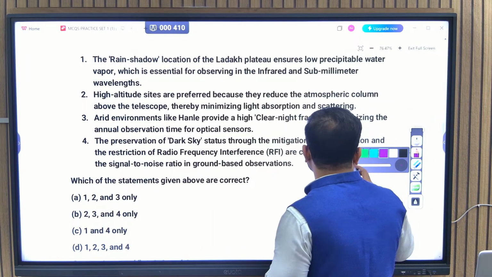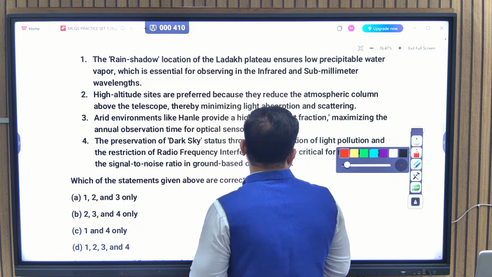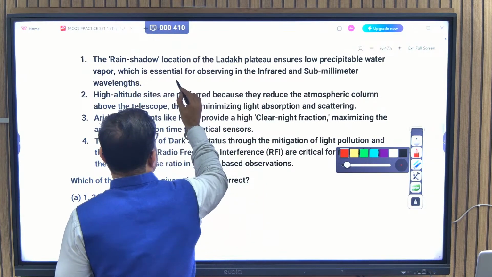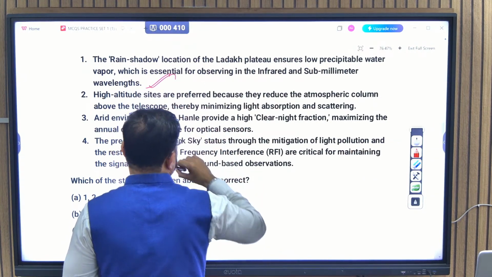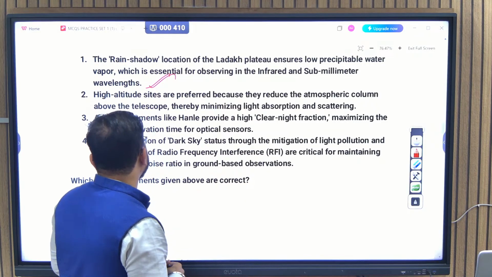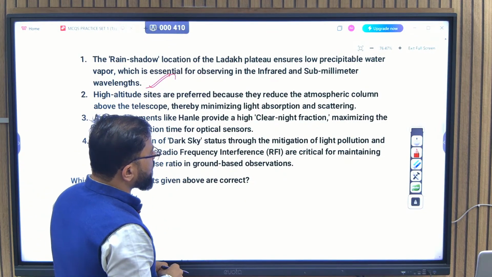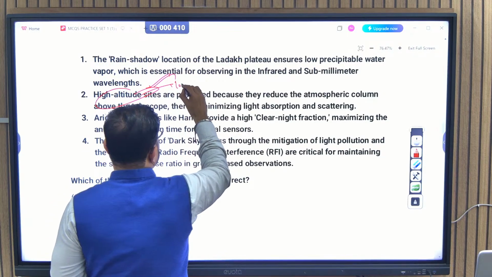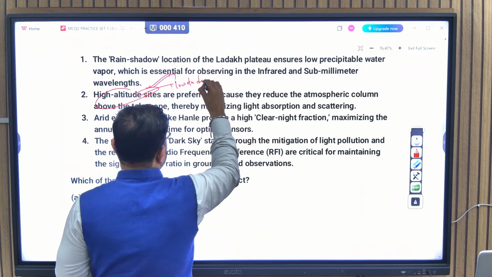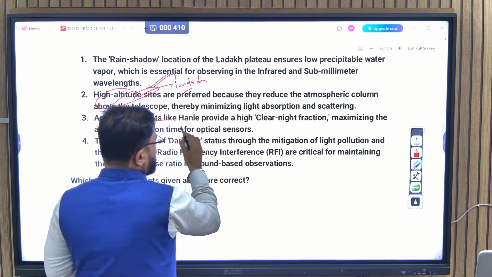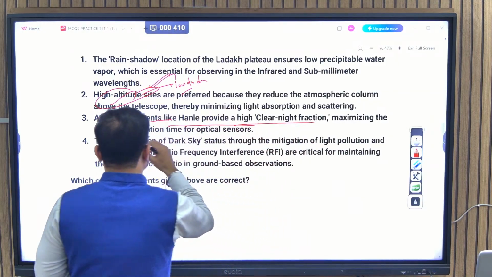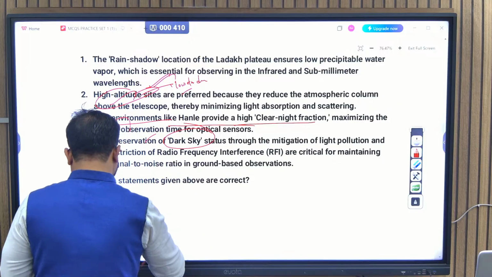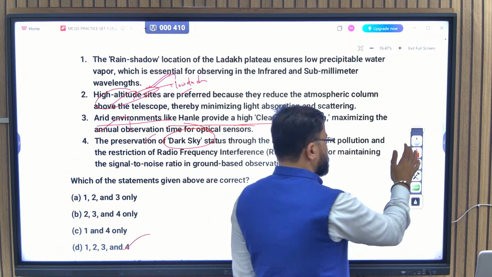The rain shadow location of the Ladakh plateau ensures low precipitation and water vapor, which is essential for infrared and sub-millimeter wavelength observation. Okay, true. Because water will absorb the infrared radiation. High altitude sites are preferred because they reduce the atmospheric column. Okay, so high altitudes, why? So that there is low atmospheric disturbance. This is also true. Arid climate like Hanle provides a high clear-night fraction, maximizing annual observation, and preserves dark sky. Okay, this is also true. So all the four statements are correct.